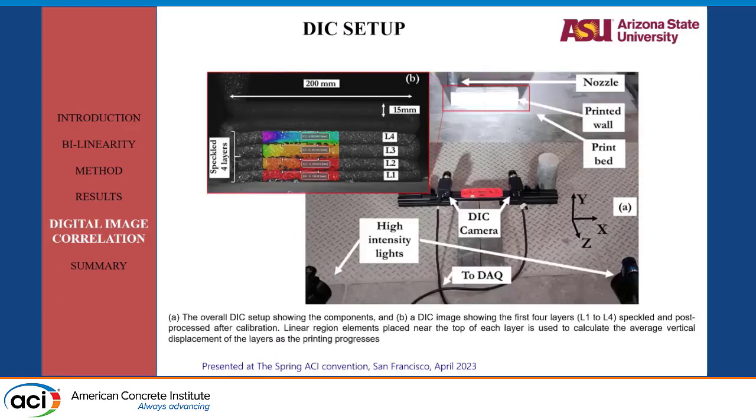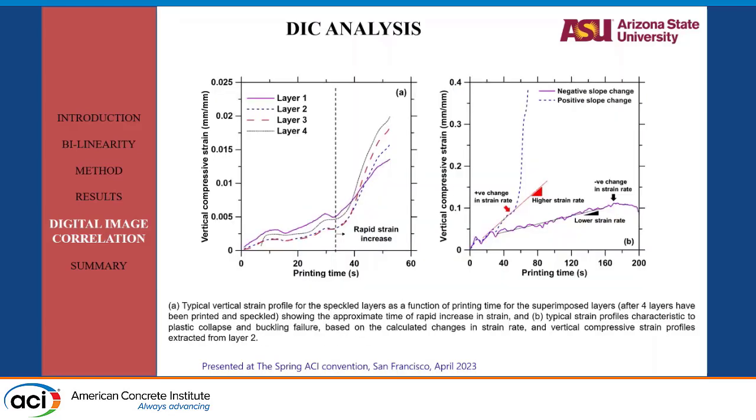So we tracked vertical deflections on each layer with the images that we captured. So when we saw the vertical strain captured with print time, we could see that at a certain point of time, there's a slow increase of vertical strain, and then the vertical strain starts increasing rapidly. There are 2 types of increase in that process also. One, there will be a positive change in strain rate, while another, there will be a negative kind of change in strain rate. So why does that happen?